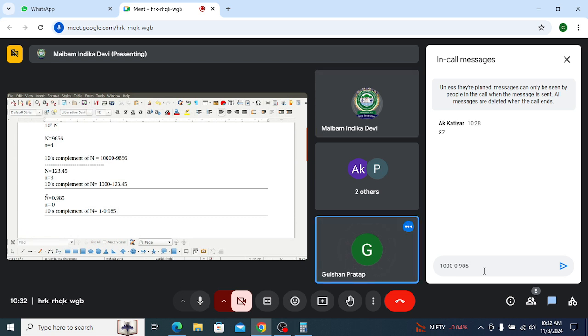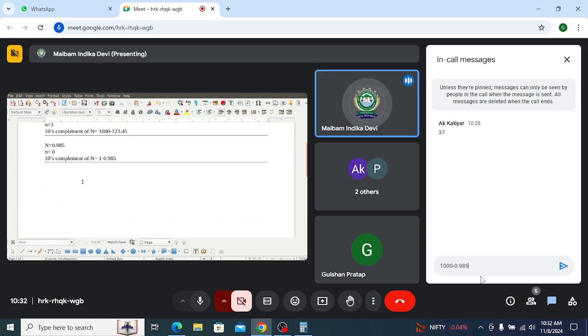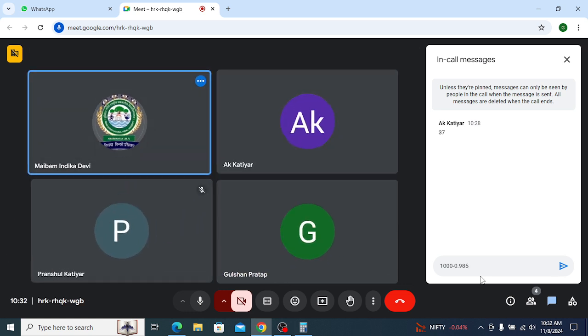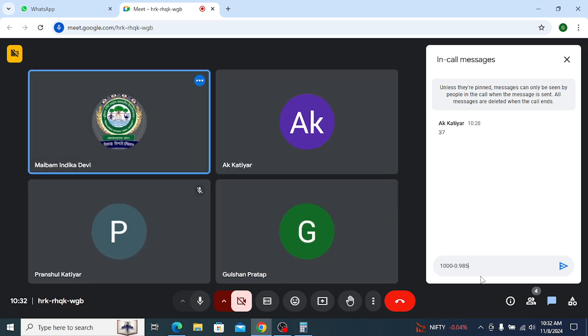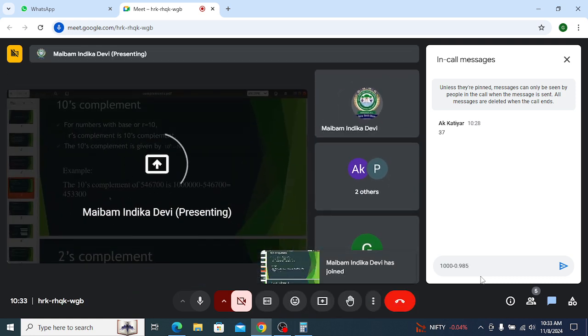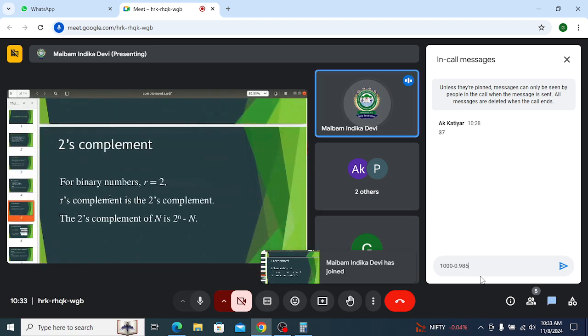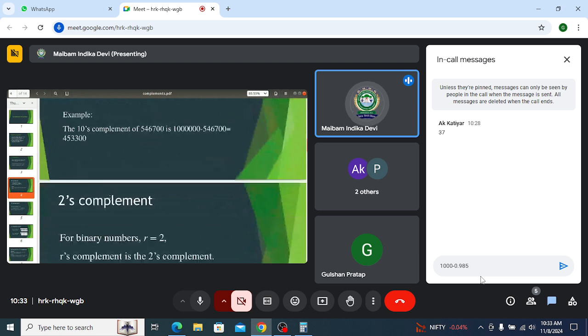Understood or not? Yes, ma'am. Okay, so this is about tens complement. Okay, now can you see this? Tens complement, I have you understood.